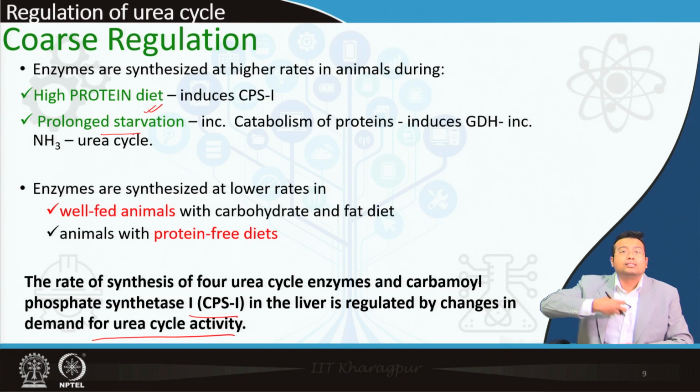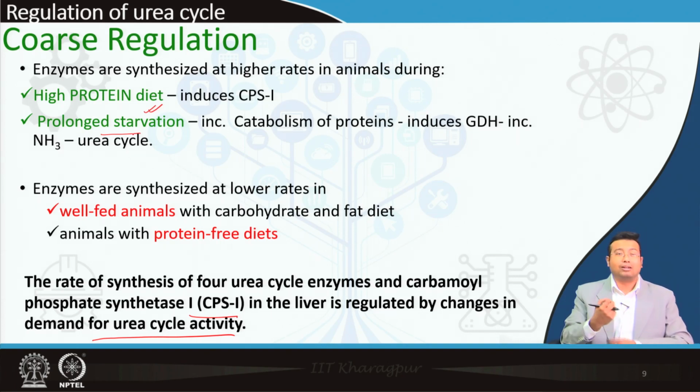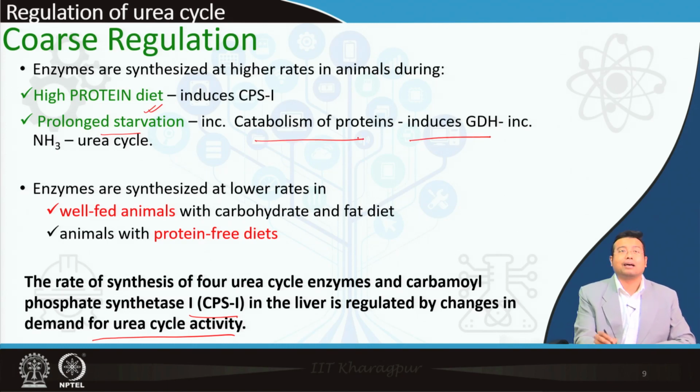the body's nitrogen, or the amino acids and proteins, are broken down, where the muscle destruction occurs in the last phase of starvation, after 72 hours or even after 3 to 4 days, right. So, gluconeogenesis is happening, then glutamate dehydrogenase is induced because catabolism of protein is happening, and that also increases the demand for urea cycle. Alright.